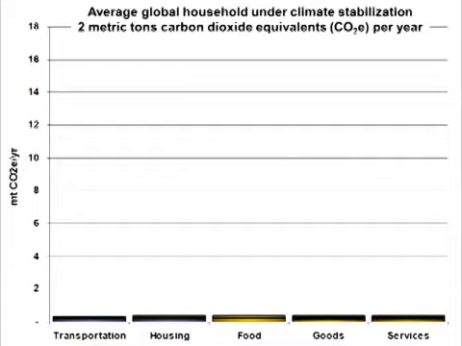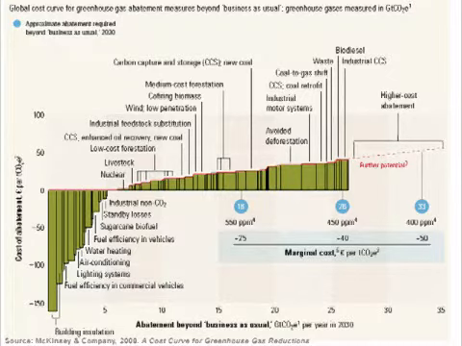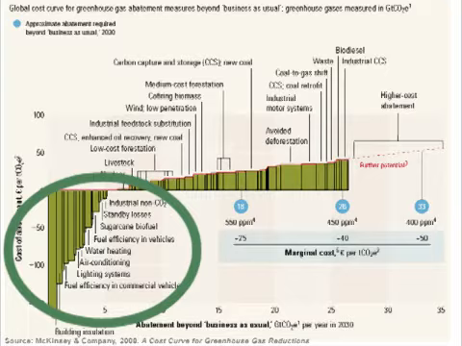So this is when people start to get depressed in my presentations usually. But now here's the optimistic part, right? So for every household and for every business, there exists a set of opportunities to both save money and reduce greenhouse gases. And that's represented here on this chart.